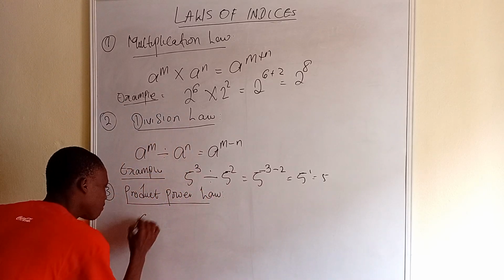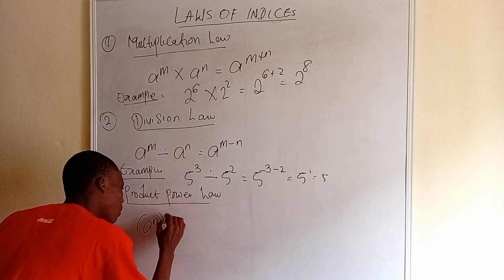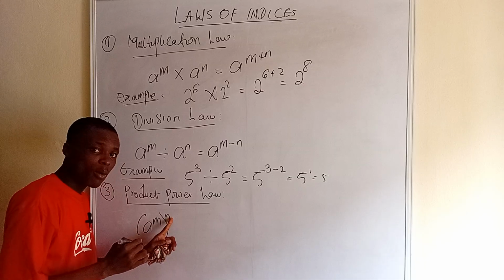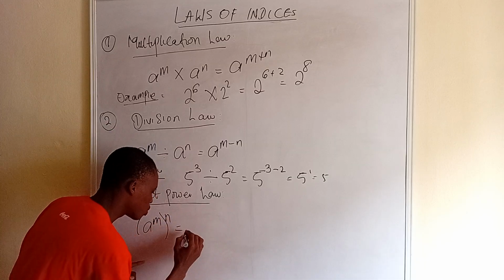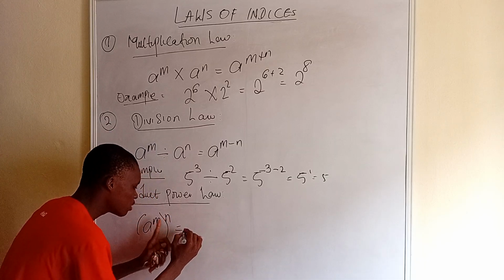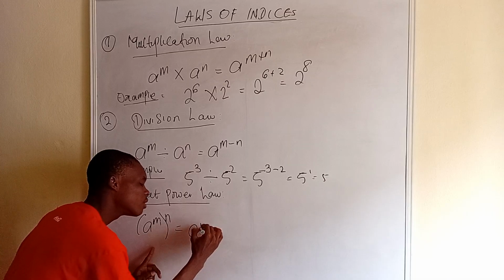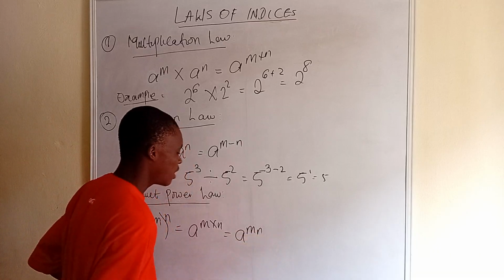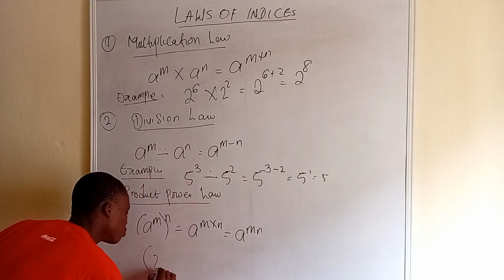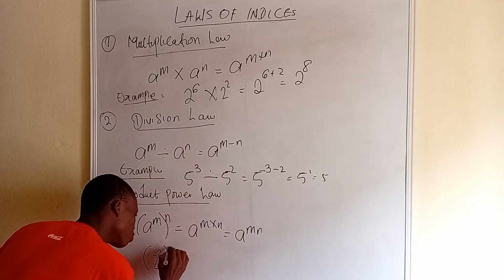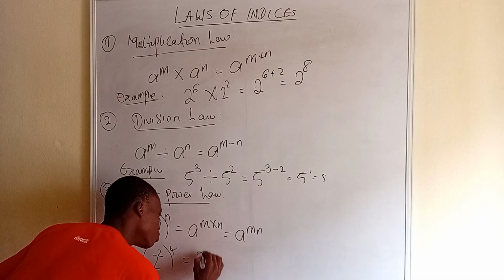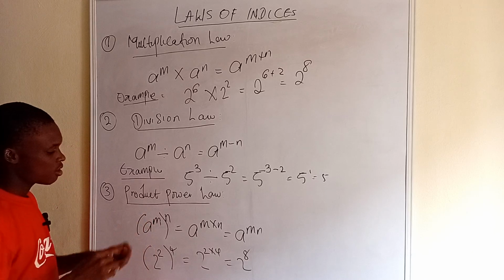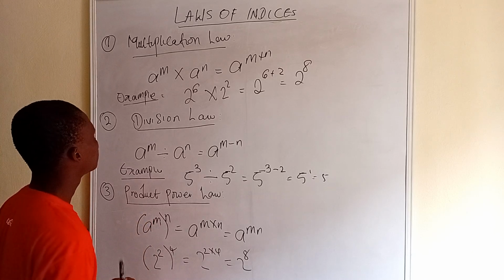So if we have a to power m all to power n, factors in brackets raised to a certain power and then raised to another power, the two powers are multiplied for final results. So clearly, this becomes a to power m times n, which equals a to power mn. Example, if we have 2 to power 2 all to power 4, this becomes 2 to power 2 times 4, which is 2 to power 8.